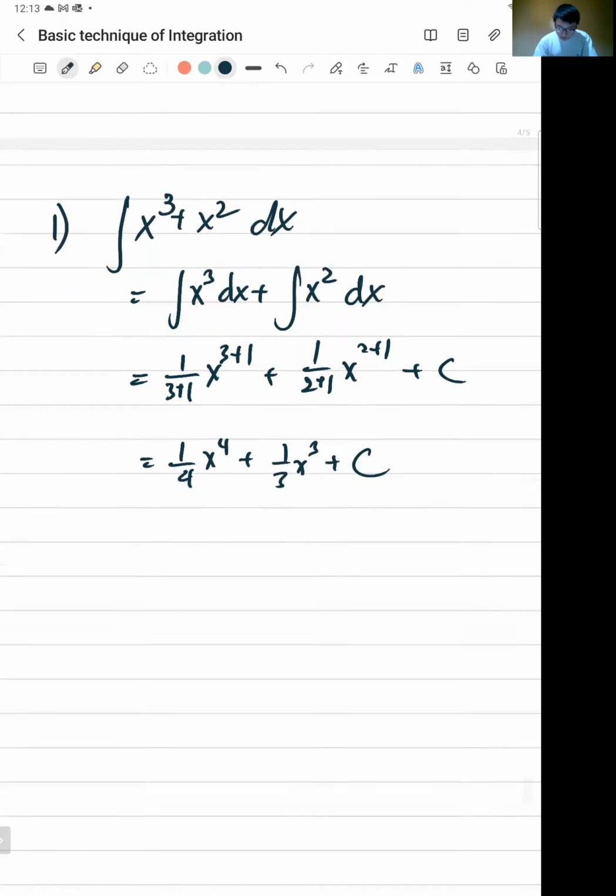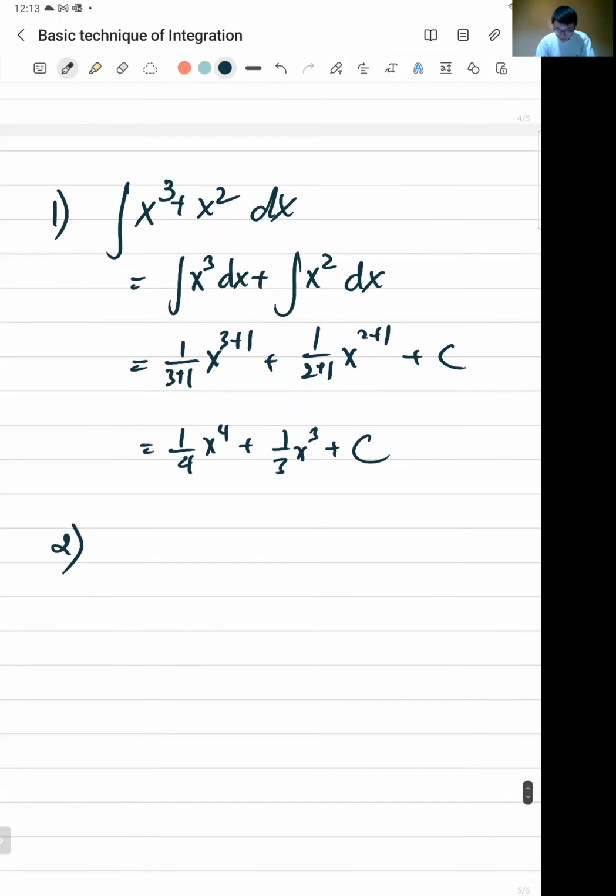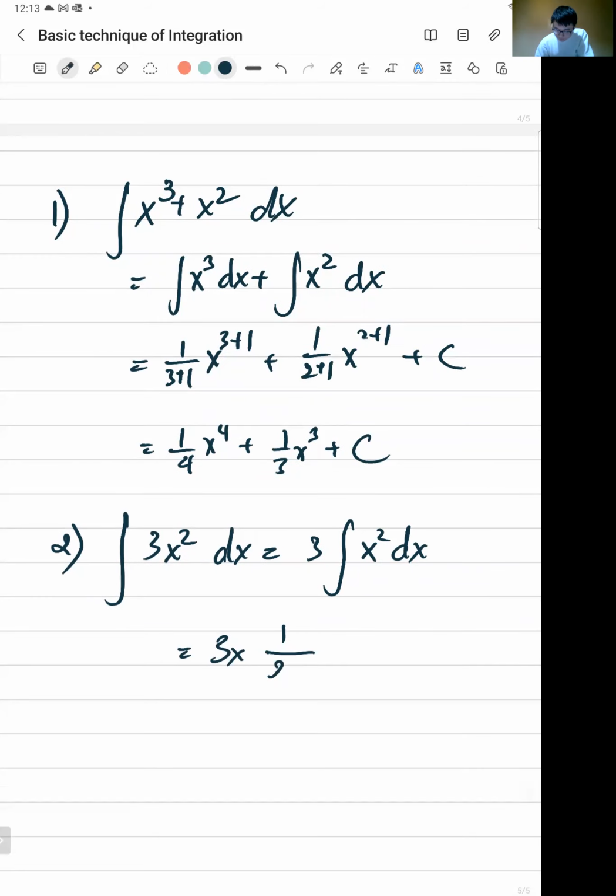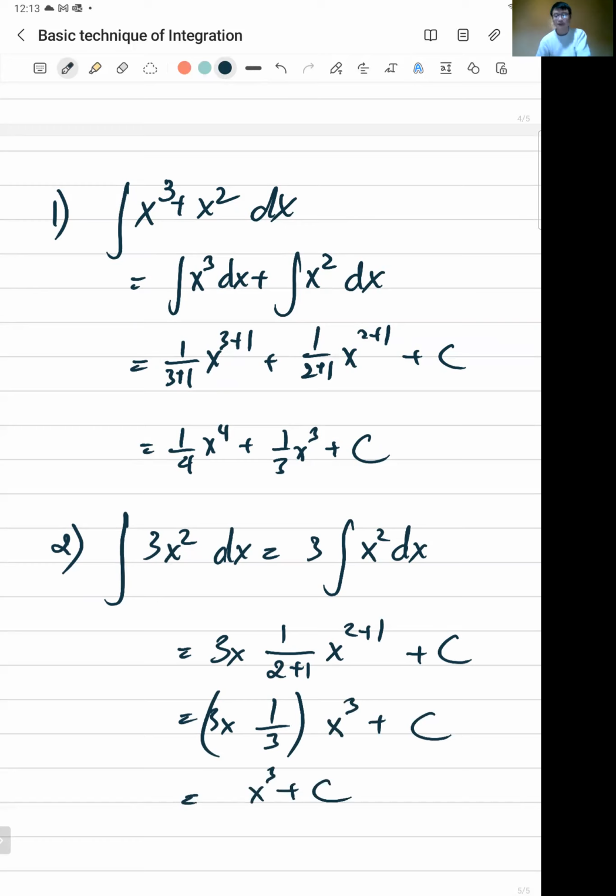Simple. The same thing if I have a constant, like that example. Let's change the number 2 to the number 3, so integral of 3x squared dx. Now I bring 3 out and integrate x squared dx. What I have is 3 times 1 over 2 plus 1, x to the power 2 plus 1, plus c. That'd be 3 times 1 over 3, so x cubed plus c.